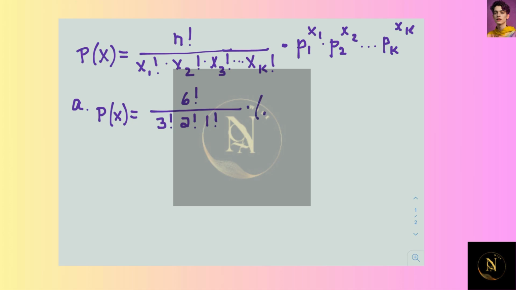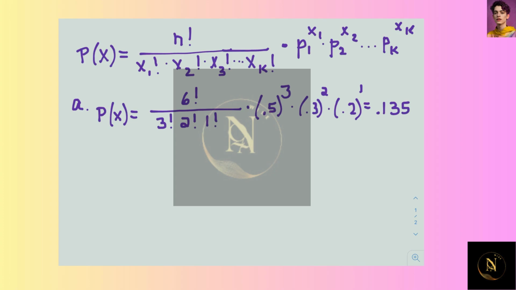p1, which was 0.5, raised to the x1 value, again, was 3. Then we multiply that by p2, which was 0.3, and raise that to the x2 power, which was 2. And we multiply that by p3, which was 0.2, and we raise it to the x3 power, which was 1. And if you type that into your calculator, you should get a probability of 0.135.